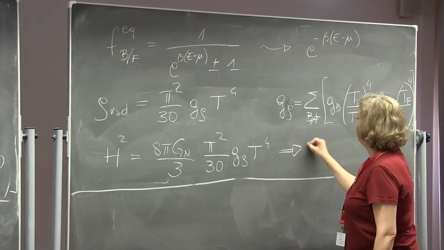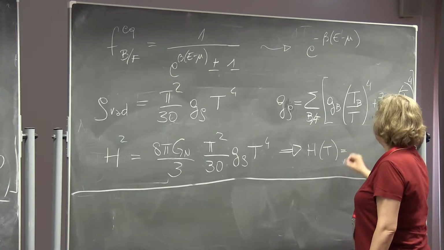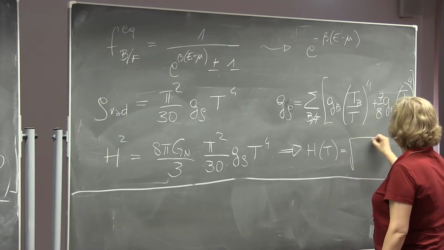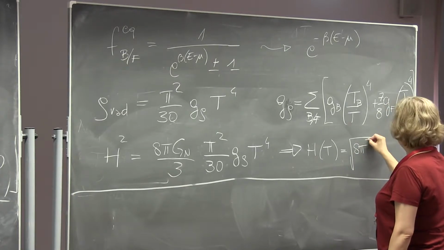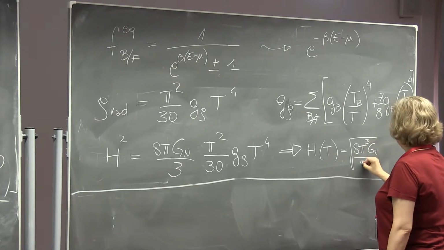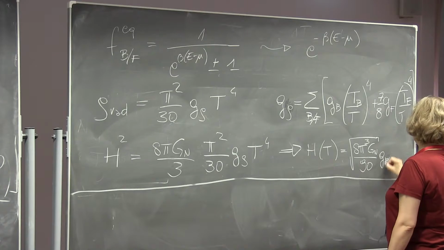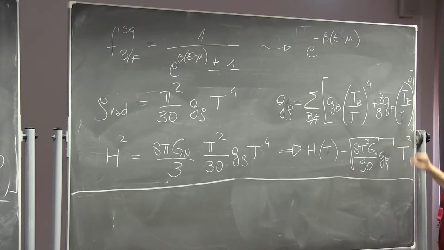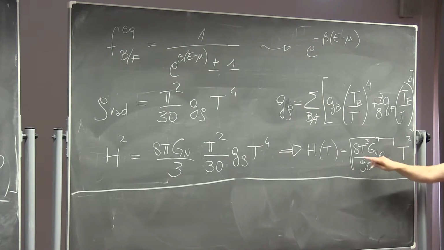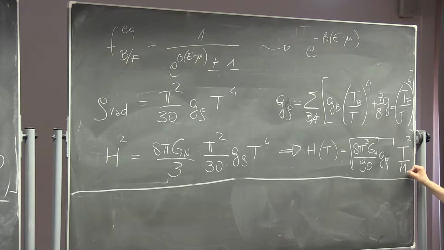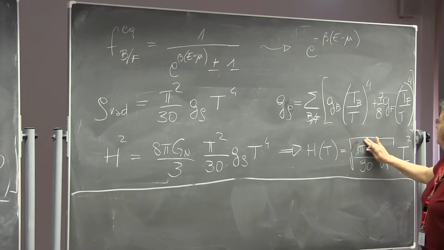It gives me that the Hubble of T is nothing else than the square root of 8 pi cubed Gn over 90, and there is also a g_rho, and I have a T squared. Okay. Now, often it is done that 8 pi Gn is 1 over m Planck squared, so you can take out 1 over m Planck. So I can do that and cancel here the Gn.